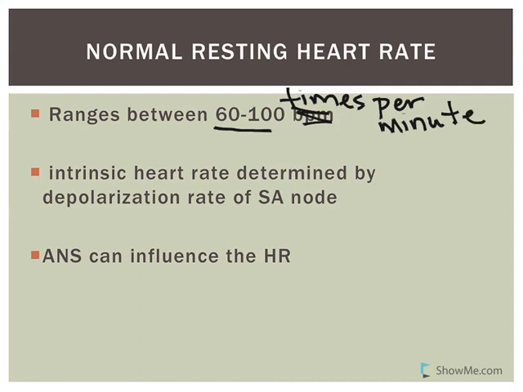That's the normal depolarization rate of the SA nodal cells, so that corresponds to our normal resting heart rate of 60 to 100 times per minute. Now, the autonomic nervous system can influence the depolarization rate of those SA nodal cells. The sympathetics can increase the depolarization rate, the parasympathetics can slow it down. But the intrinsic, normal firing is anywhere from 60 to 100 times per minute.